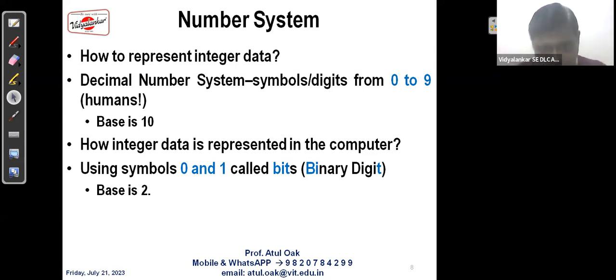This is called number system. So basically, number system is a thought where we represent some standard symbols like digits, 10 for humans, 2 for computer. So it's a group of symbols. Basically, number system is a group of symbols like digits.